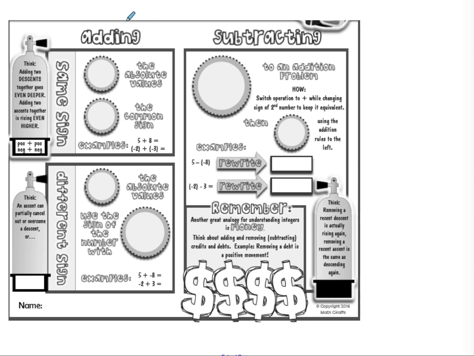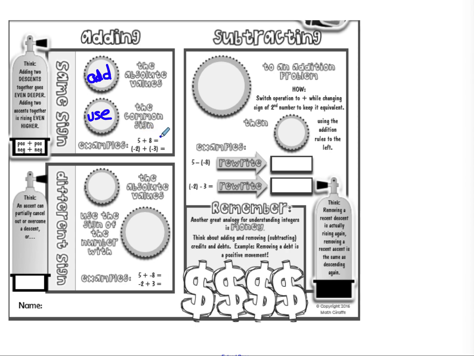So for adding, just a review of our rules. If we have the same sign, that means we have two positives or we have two negatives, we're going to add our absolute values. So same sign, find the sum. We're going to add those absolute values, and then we're going to use the common sign. So if they're both positives, the answer is positive. If they're both negatives, the answer is negative. So let's take a look at these problems here.